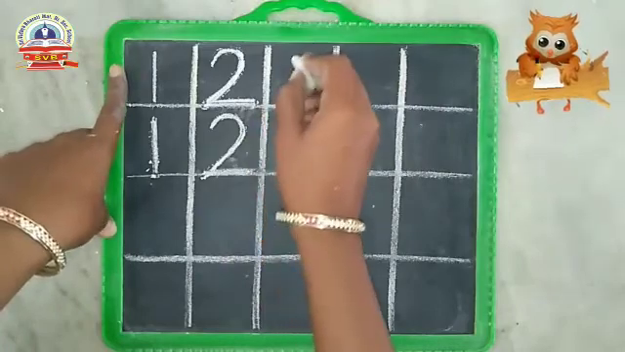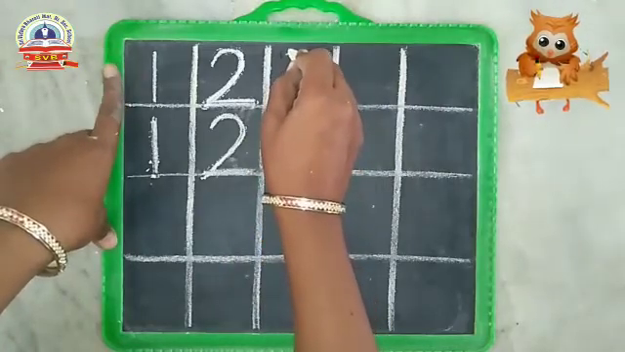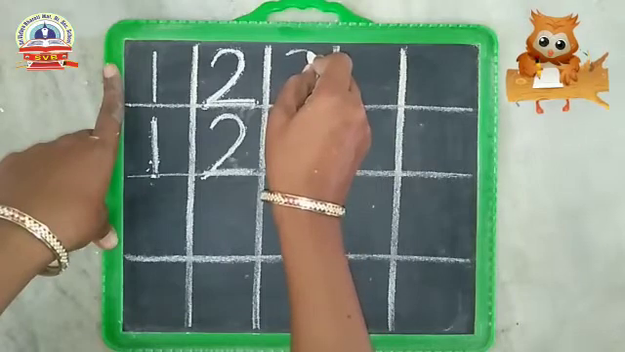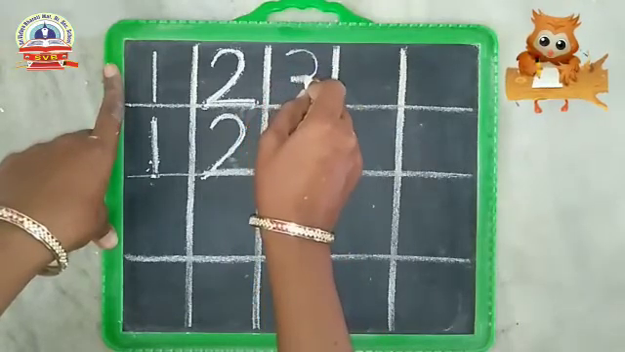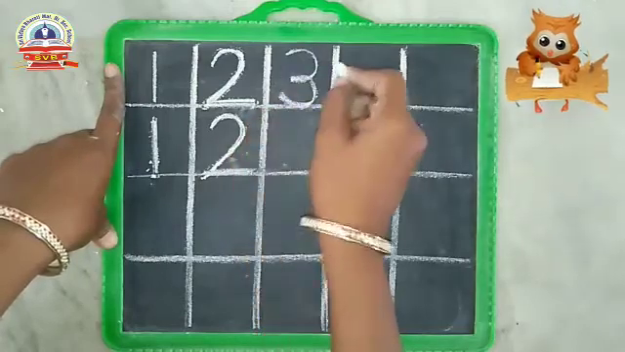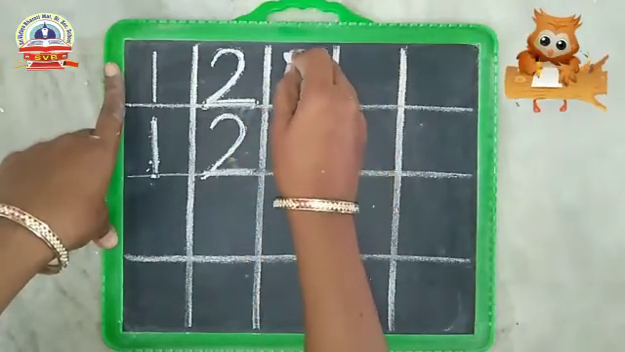Next comes 3. See here. Left curve to the middle. Again left curve should touch the ending line. This is number 3. Write again.